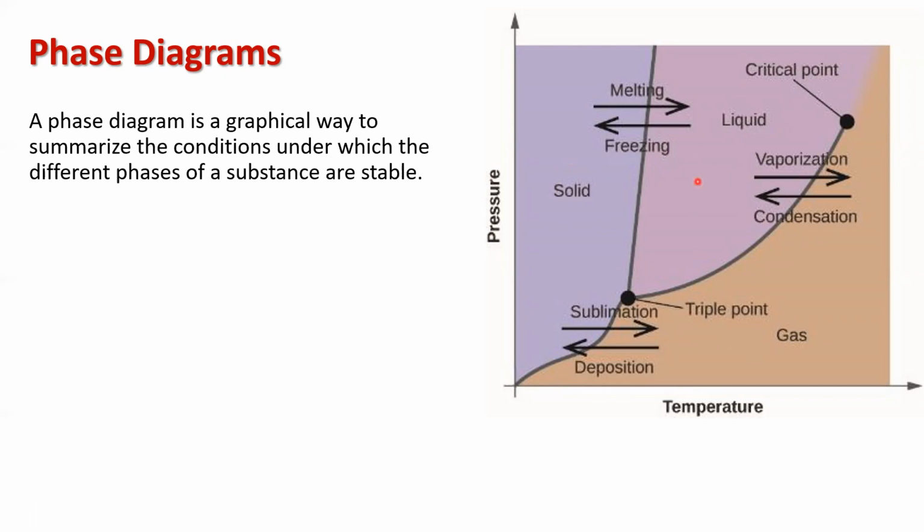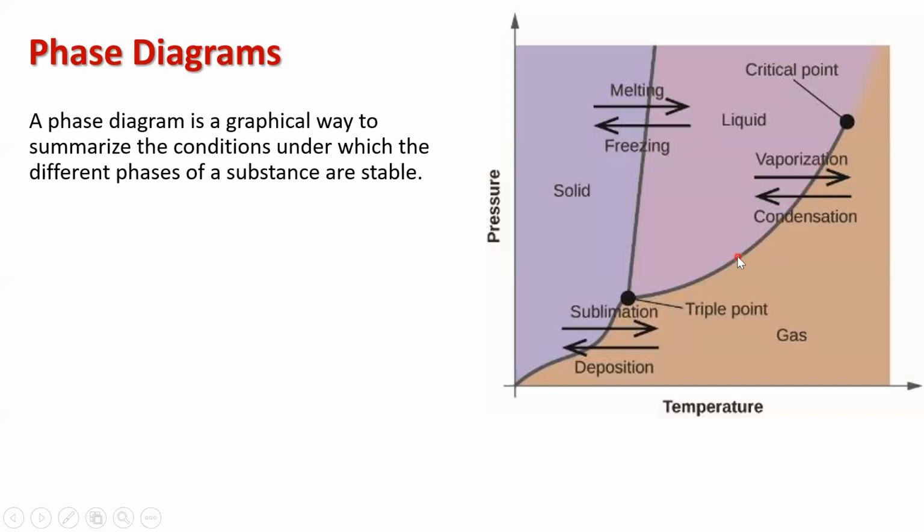So if we were to change the temperature or pressure conditions to go from here to here, we're looking at melting because we're going from a solid to a liquid. So this line represents the melting of a substance. If we were to go from here to here, we're going from a liquid to a solid, so it would represent freezing. If we were to go from here to here, now we're going from a liquid to a gas. So this line represents vaporization. And if we were to go from here to here, we're going from a gas to a liquid. So this line would represent condensation.